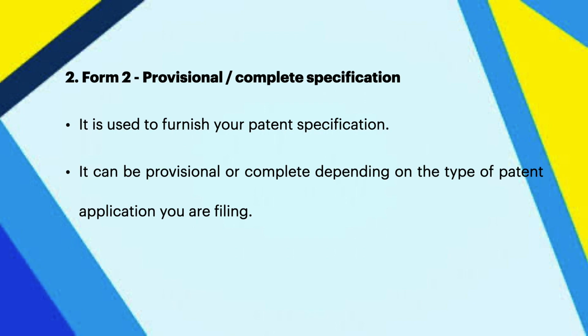Number 2, Form 2 is provisional or complete specification. It is used to furnish your patent specification. It can be provisional or complete depending on the type of patent application you are filing. Now here we are talking about provisional or complete. Why are there two options over here?